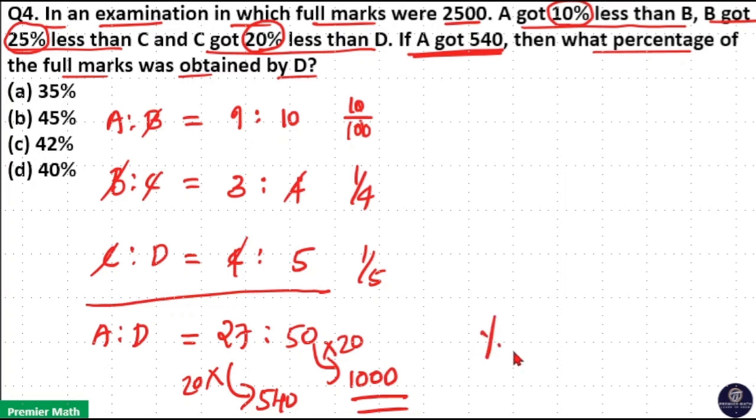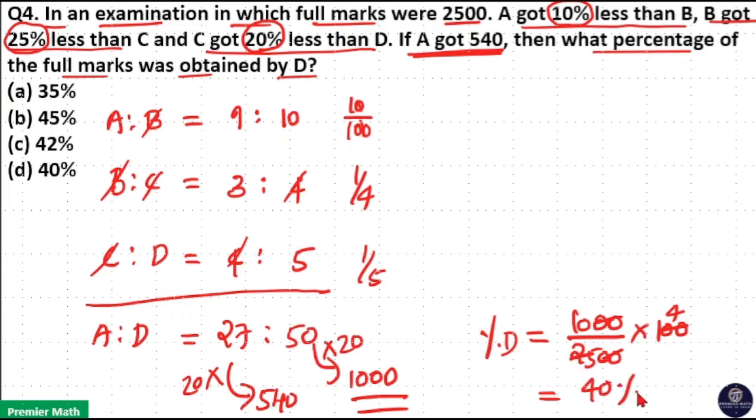So percentage of mark D got is, total mark D got is 1000 marks out of, here full marks in examination is 2500. If you convert it in terms of percentage, multiply it with 100. So here 25 goes 4 times in 100. 0s get cancelled. That is 40% mark. So option D is your answer.